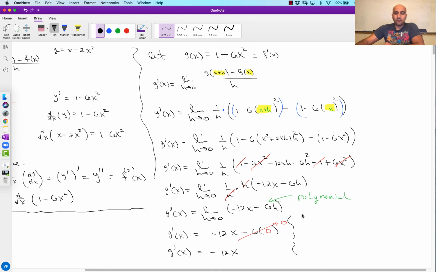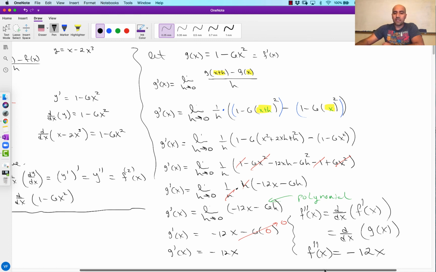Okay, so let's put it together. We have that the second derivative of x is equal to the derivative with respect to x of the first function, which in this little case, just for the purposes of this, I made it equal to g of x. So it's like I'm finding the derivative with respect to x of g of x, like that. And so we figured out that that whole thing equals negative 12x. So I have that the second derivative of x equals negative 12x.